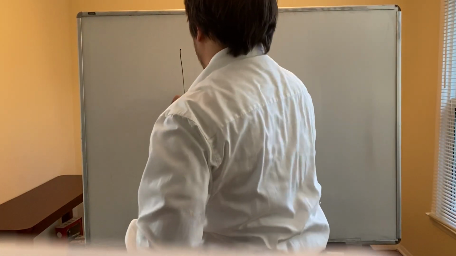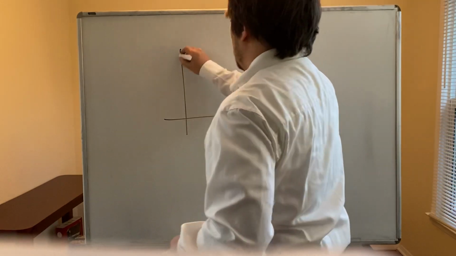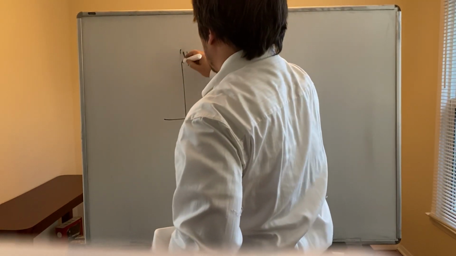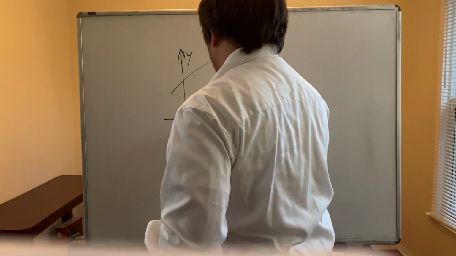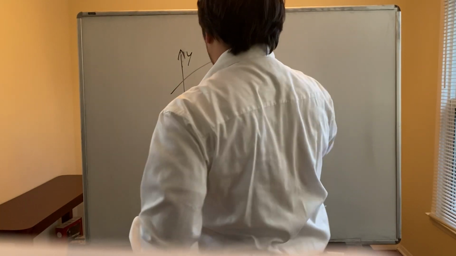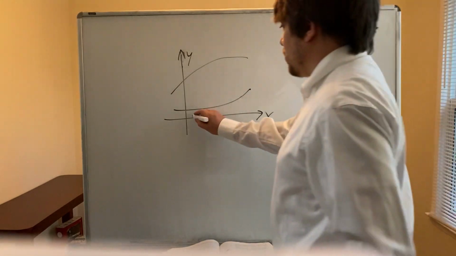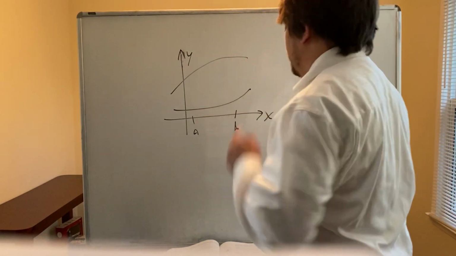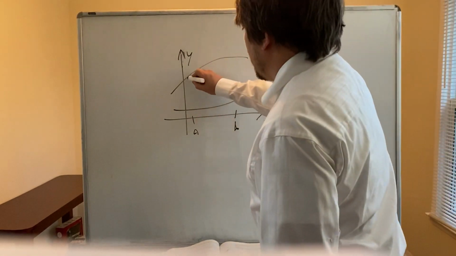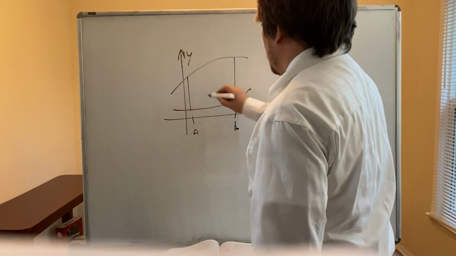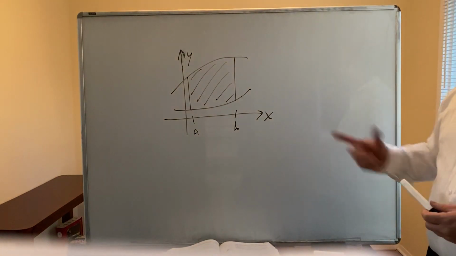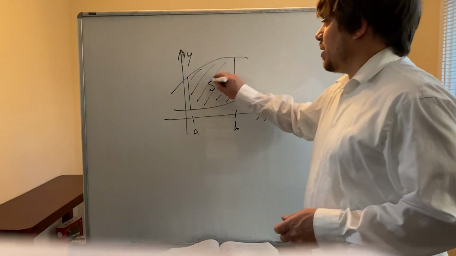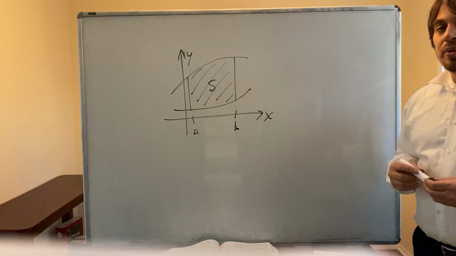Let's say you have a graph. Here's the x-axis, here's the y-axis, and let's say you have a curve looking like this and a curve that looks like this, and then an interval from a to b. Then the area between curves would be the area of this shaded region here. That would be one example of finding the area of a region S between curves.